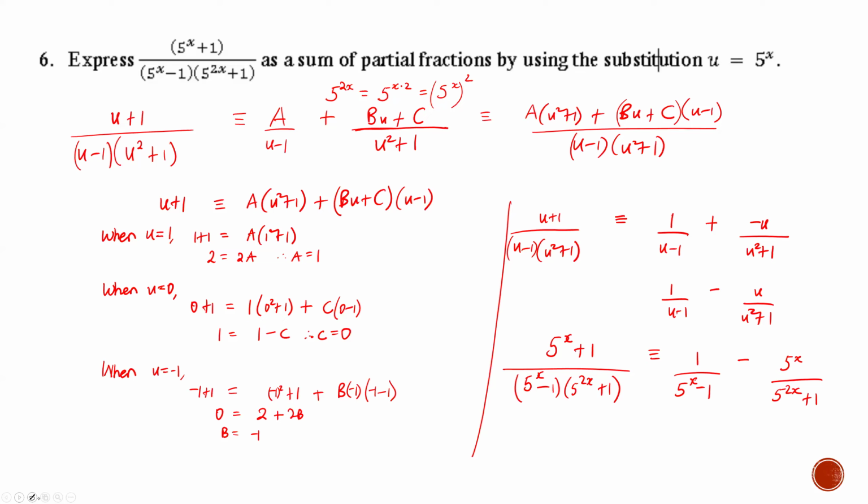Okay. Yeah, I think that was pretty straightforward. I'll just say again, replace the 5 to the power x with u. That means 5 to the power 2x will be u squared. Realize that we have a linear factor and a quadratic factor. So for the linear factor, a constant term in the numerator. For the quadratic one, a linear term in the numerator. And then, yeah, do everything you can to find a, b, and c.